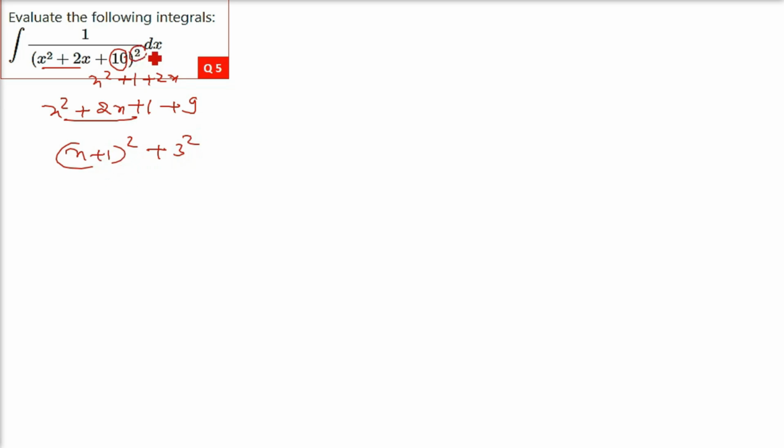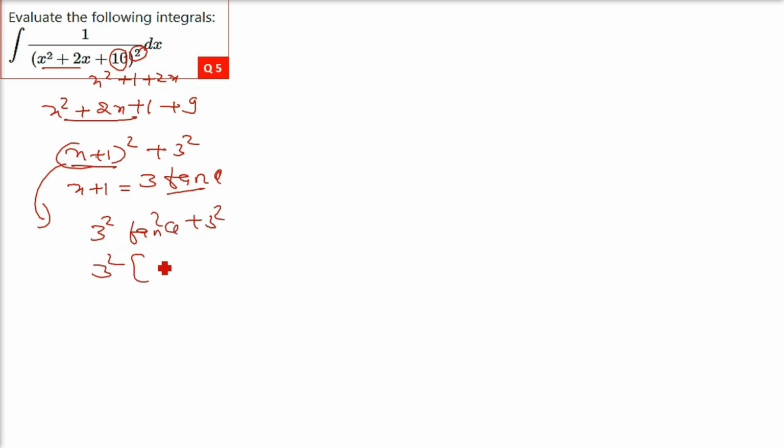So we'll take this x plus 1 as 3 tan theta. Why have we taken it as 3 tan theta? Because when it is combined with 3 square, we can get 1 plus tan square, and that will form sec square. So x plus 1 was taken as 3 tan theta. Now x plus 1 whole square is 3 square tan square theta plus 3 square. I'm talking about the denominator. 3 square you can take out. 1 plus tan square theta will form sec square theta. This will be 3 square sec square theta.